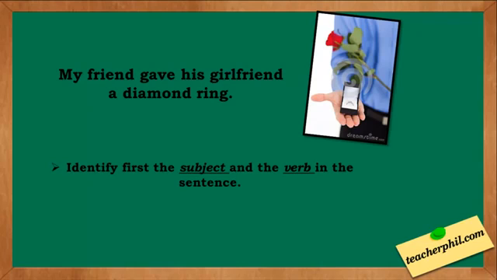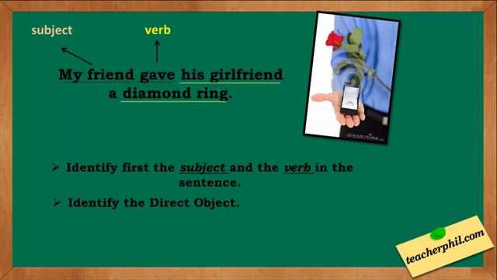So first, identify the subject and the verb in the sentence. Our subject here is my friend. It is the doer of the action. Our verb is gave. The next one, identify the direct object. But the problem is, there are two objects here, his girlfriend and the diamond ring. So what could be the direct object?